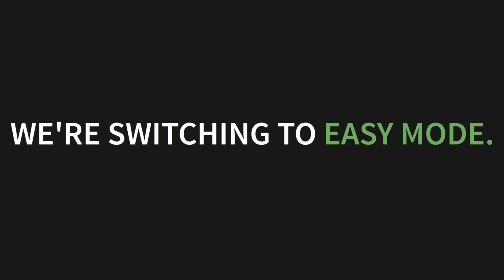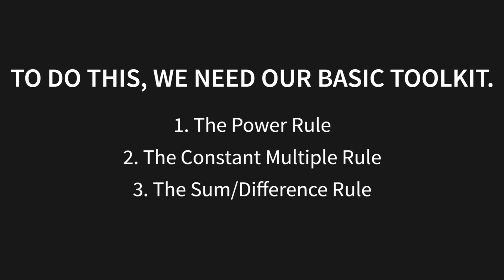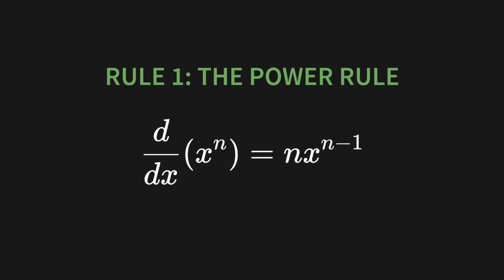To do this, we need our basic toolkit. Just 3 rules. 1, the power rule. 2, the constant multiple rule. And 3, the sum and difference rule. Let's start with rule 1, the power rule. This is the workhorse of differentiation. The formula looks like this. d over dx of x to the n equals n times x to the n minus 1.